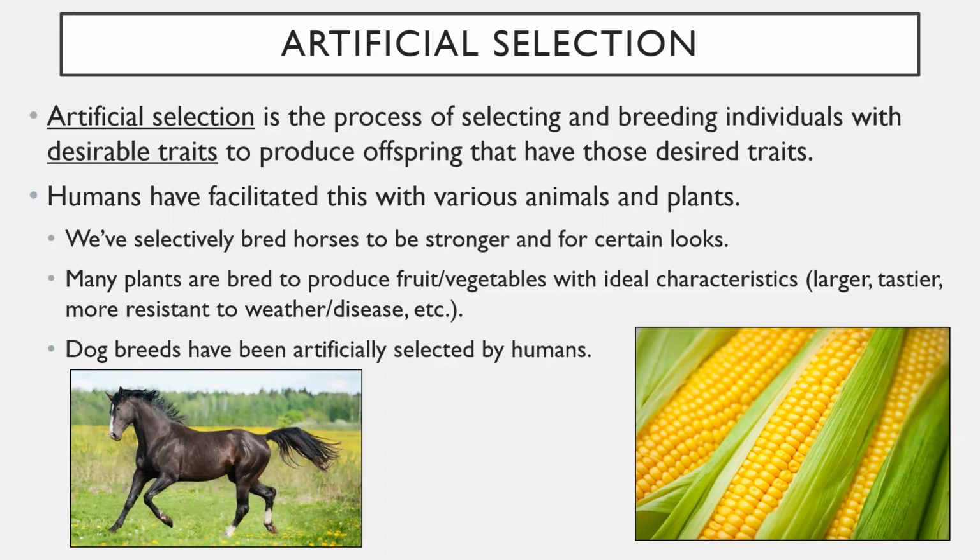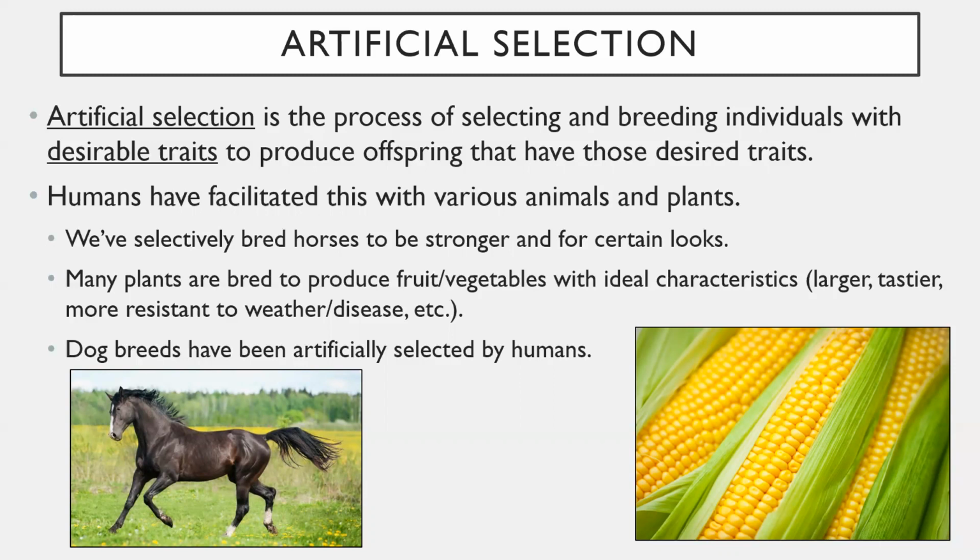We've really selectively bred certain plants. We breed fruits and vegetables with ideal characteristics so that we have more of those ideal fruits and vegetables to eat, right? So ideal characteristics for fruits and vegetables, as I'm sure you can imagine, would include larger or tastier or more resistant to weather and disease. Those sort of things are ideal when it comes to a plant for us. Another one we're going to talk about in just a second here is dog breeds. Dog breeds have been selected artificially by humans.